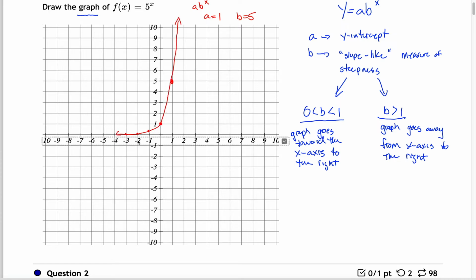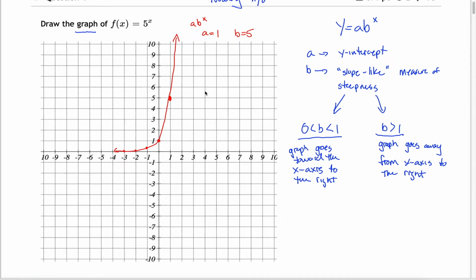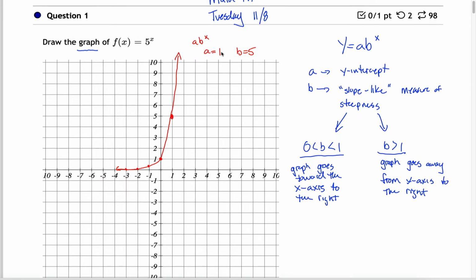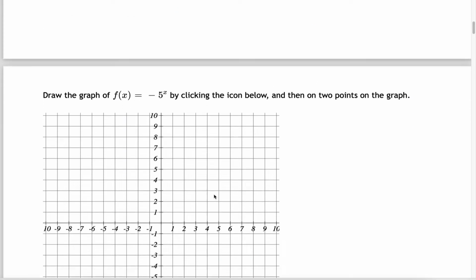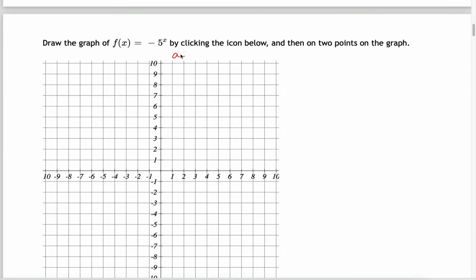But I don't think you need to draw that. I think you just need to select two points on the graph, and it does the rest for you. Note that with a equal to 1 and b equal to 5, we do have a y-intercept at 1, and the graph goes away from the x-axis when we go to the right. Question 2, same idea, except now a is equal to -1 and b is equal to 5.